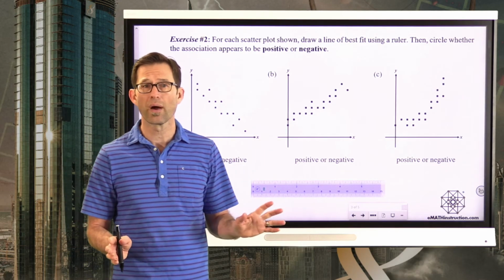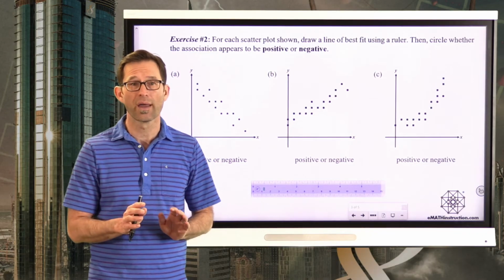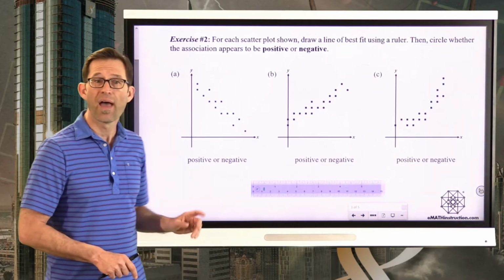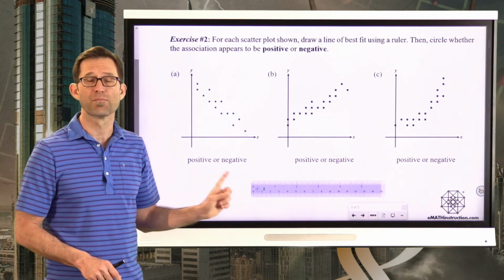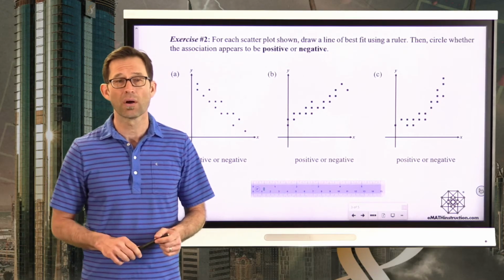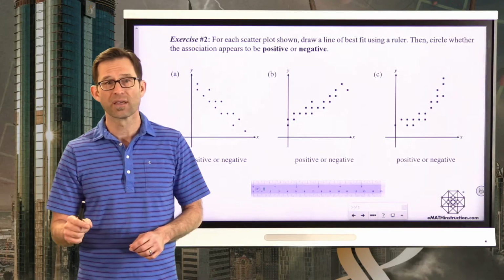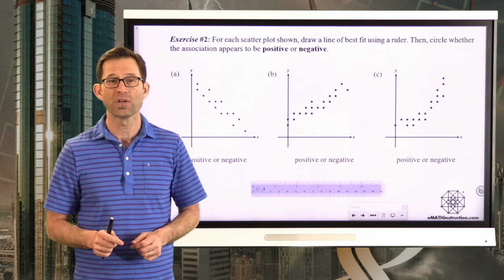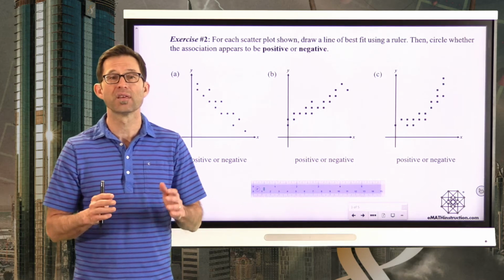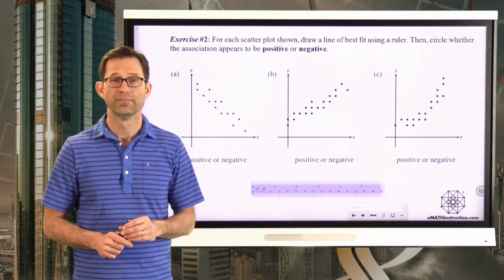Again, take your ruler out, try to fit it so that it's got more or less the same slope as the line, keeping as many points above it as you do below it, etc., and then circle whether or not the association is positive or negative, hopefully by just saying to yourself, as x gets larger, what does y do? And if y gets larger when x gets larger, it's a positive association. And if y gets smaller as x gets larger, then it's a negative association. Pause the video now and go through all 3 of them.